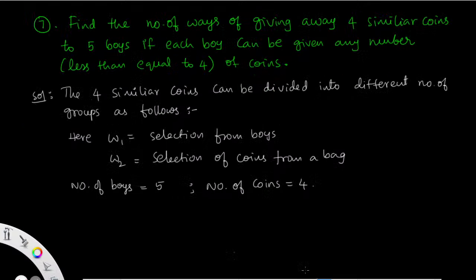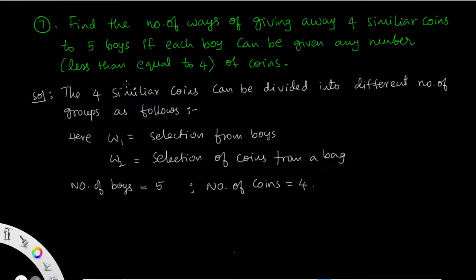And the last question is: find the number of ways of giving away 4 similar coins to 5 boys, if each boy can be given any number less than or equal to 4 of coins. So this is a fully objective question. Just a simple logic thing you have to write. Number of ways of giving away 4 similar coins to 5 boys.